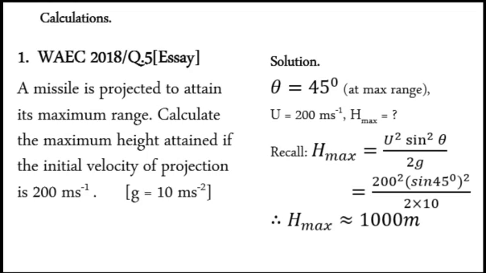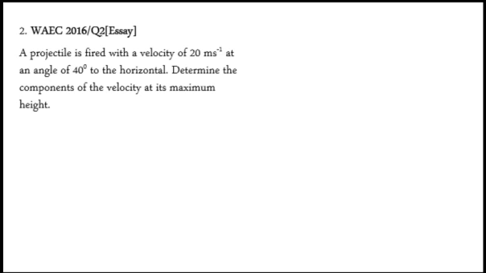Then number 2, a question coming from WAEC 2016 question 2 essay. A projectile is fired with a velocity of 20 meters per second at an angle of 40 degrees to the horizontal. Determine the components of the velocity at maximum height. So at maximum height, don't forget I said at every point there are 2 components. That's why I refer to it as 2-dimensional. This projectile motion is 2-dimensional motion.